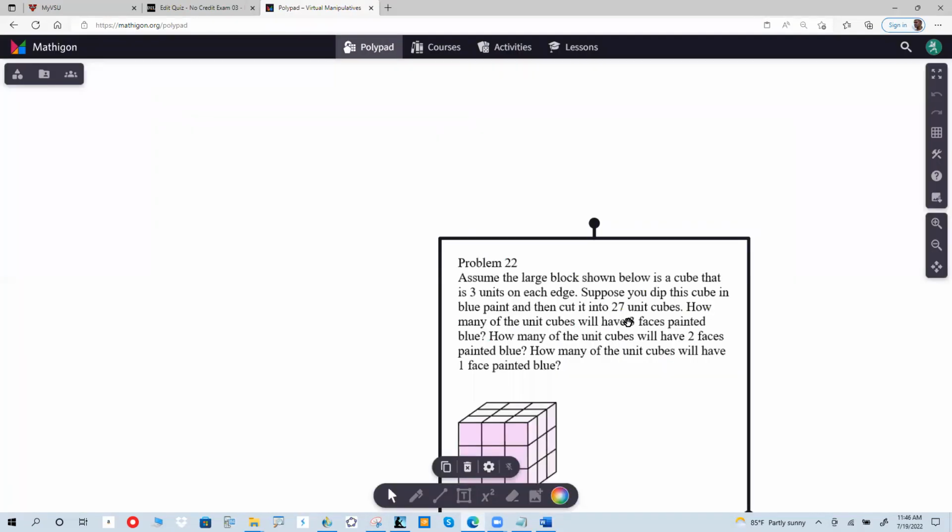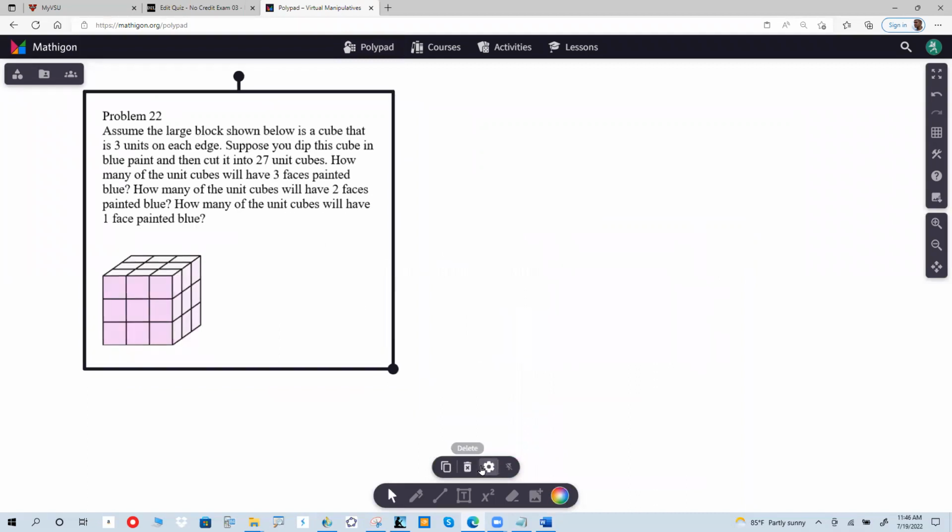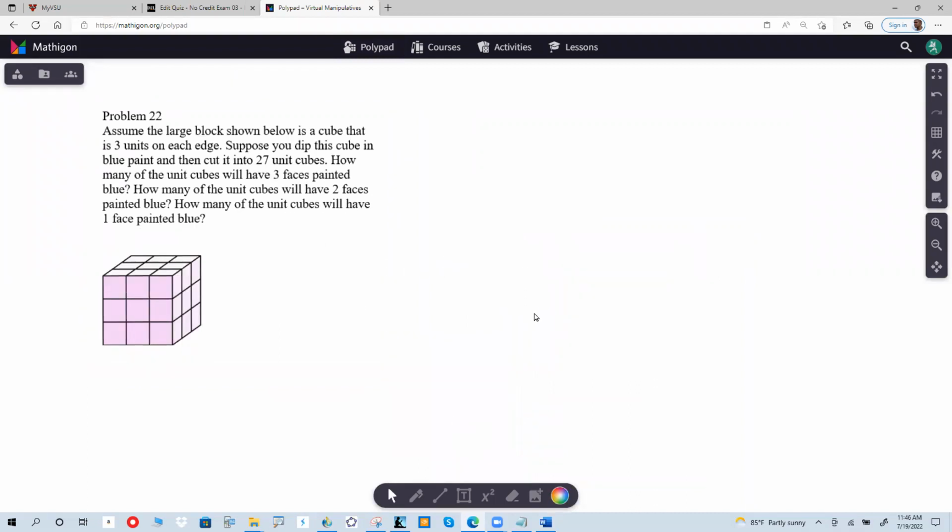So this is number 22. Assume the large block shown below is a cube that is 3 units on each edge. Suppose you dip the cube in blue paint, then cut it into 27 unit cubes. So it's a large cube, okay? One cube that's 3 units on each edge. This is 3 units. This is 3 units. This is 3 units. How many unit cubes will have 3 faces painted blue? 2, 1, and all that.